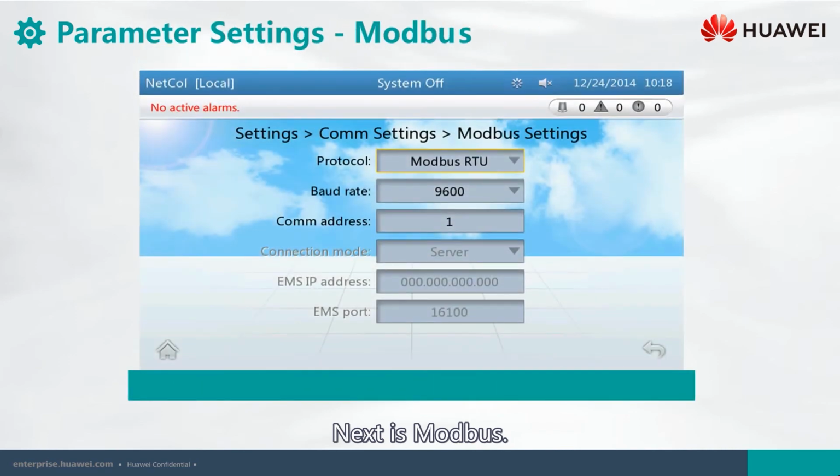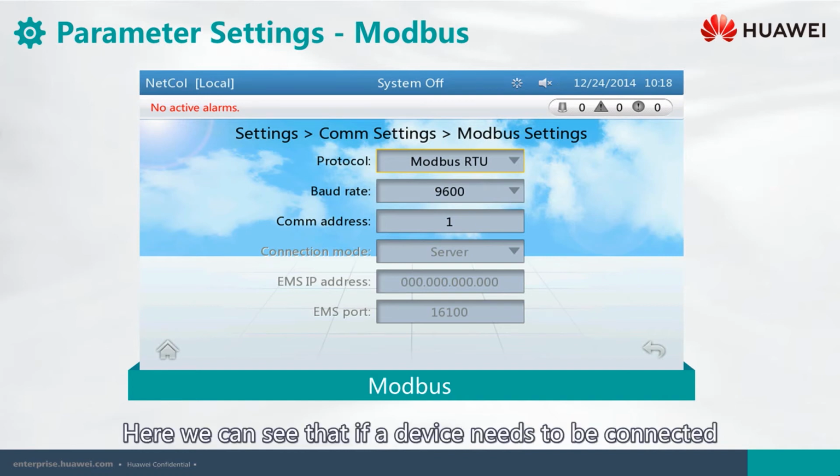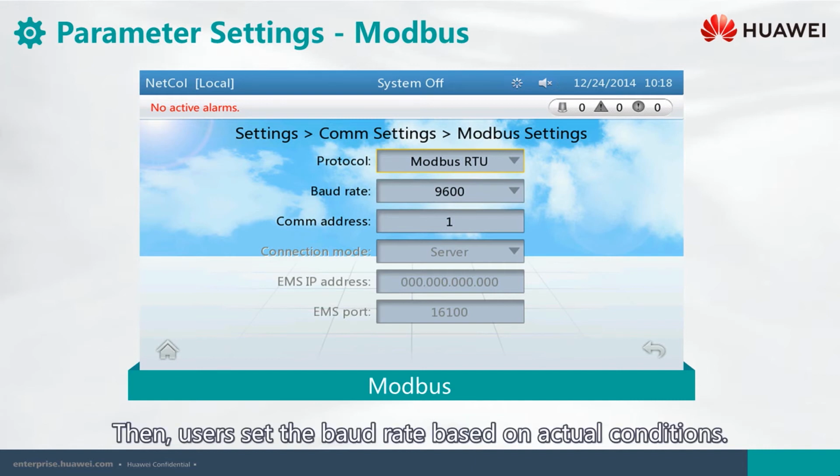Next is Modbus. This protocol also requires that some parameters be set. Here we can see that if a device needs to be connected to the NMS over an RS485 monitoring cable, users must select the Modbus RTU protocol. Then, users set the baud rate based on actual conditions.